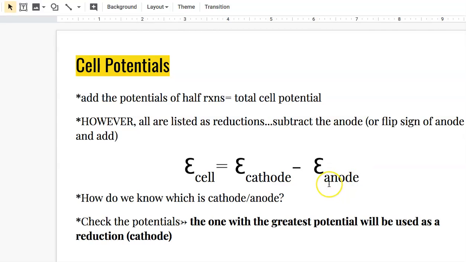And sometimes you might struggle to decide which one is the cathode and which one is the anode. What you're going to look at is which one of the two cell potentials in the table is greater. That one will be your cathode. Actually, usually we'll have a positive cathode and a negative anode, so that when we subtract a negative, we're actually adding two numbers together and getting even more voltage as a result. That's ideal. It won't happen every time, but it will happen often.